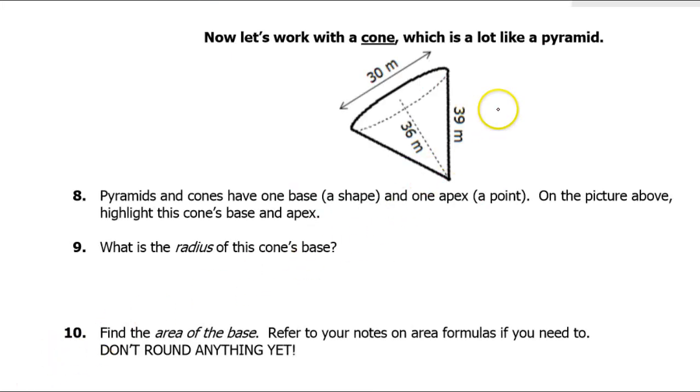Now let's try this cone, which is a lot like a pyramid. Pyramids and cones have one base and one apex. On the picture above, highlight the cone's base and apex. So here's the base right here. The base is a circle, and here is the apex. What is the radius of the cone's base? Well, the diameter is 30, so that means the radius is going to be 15.